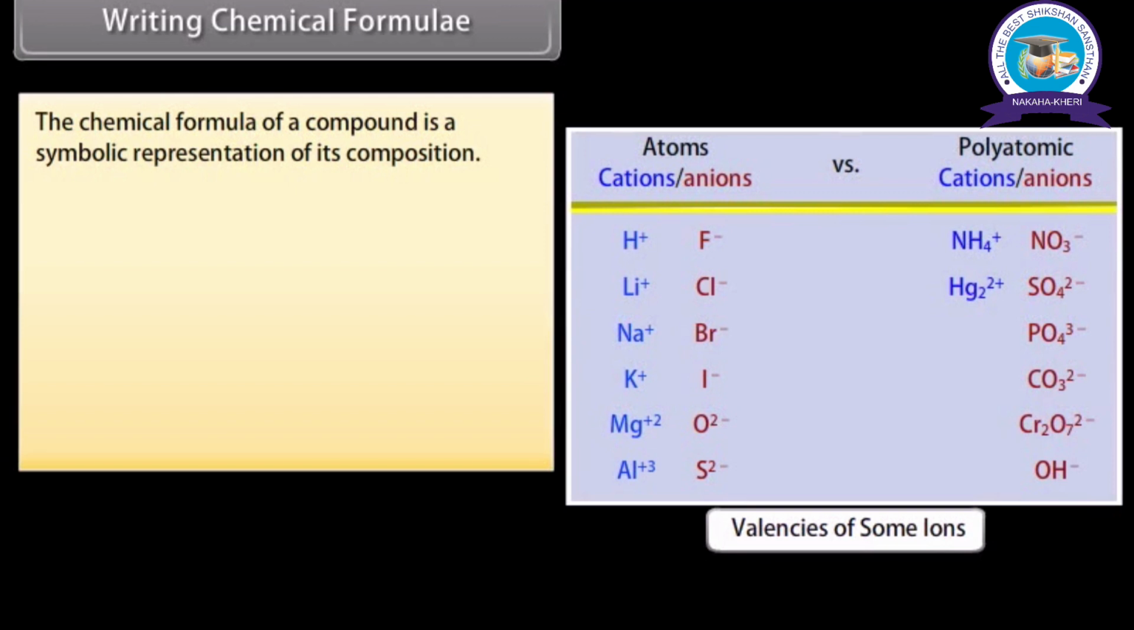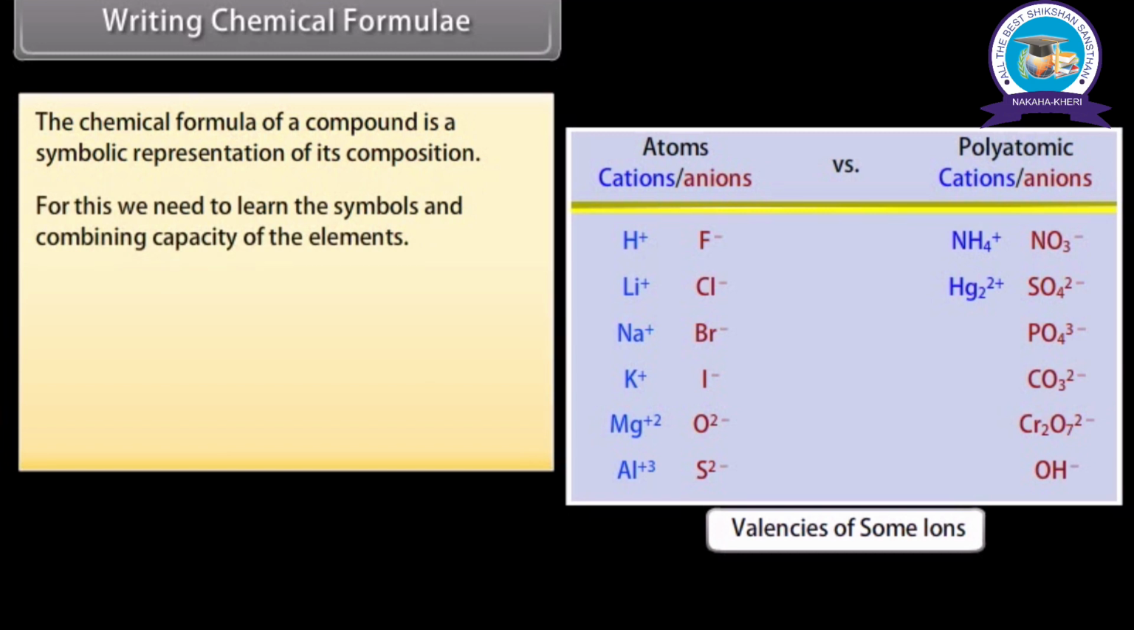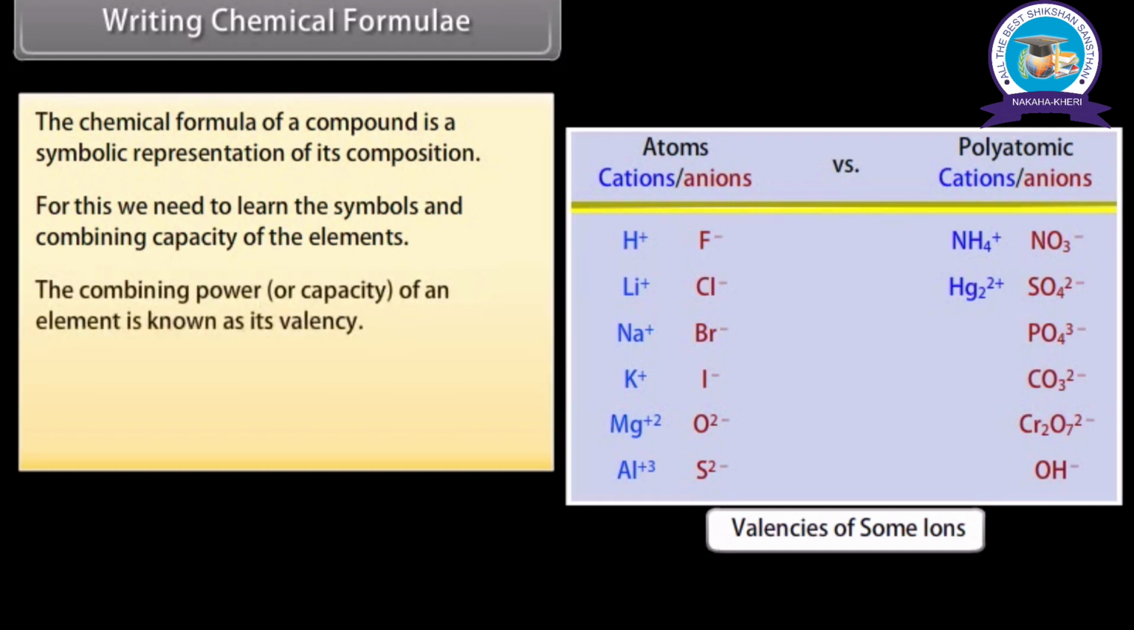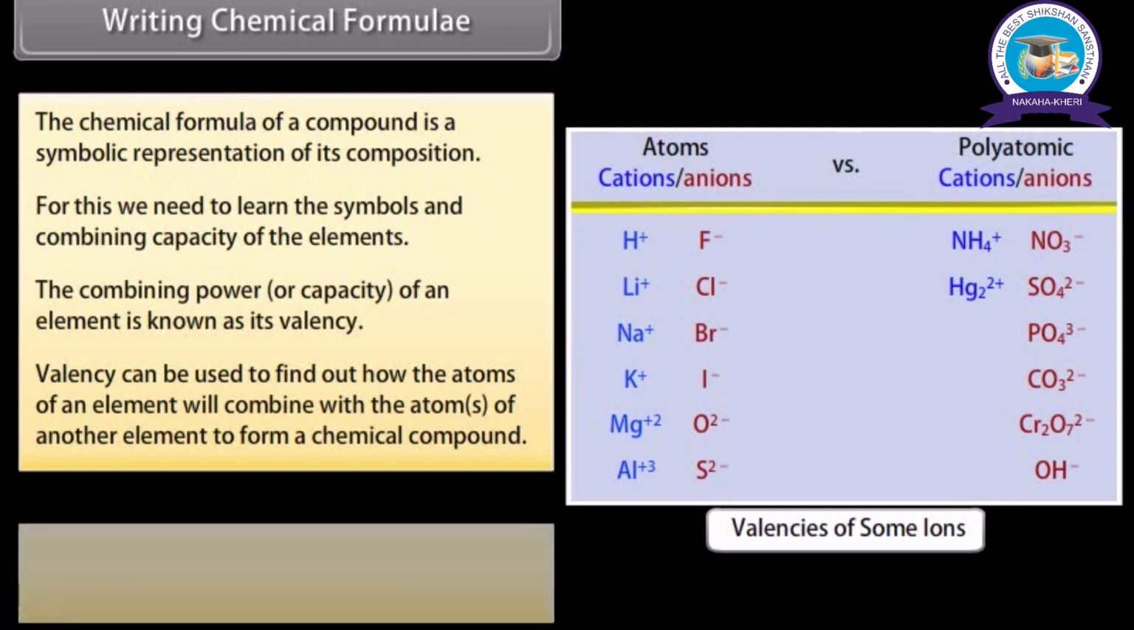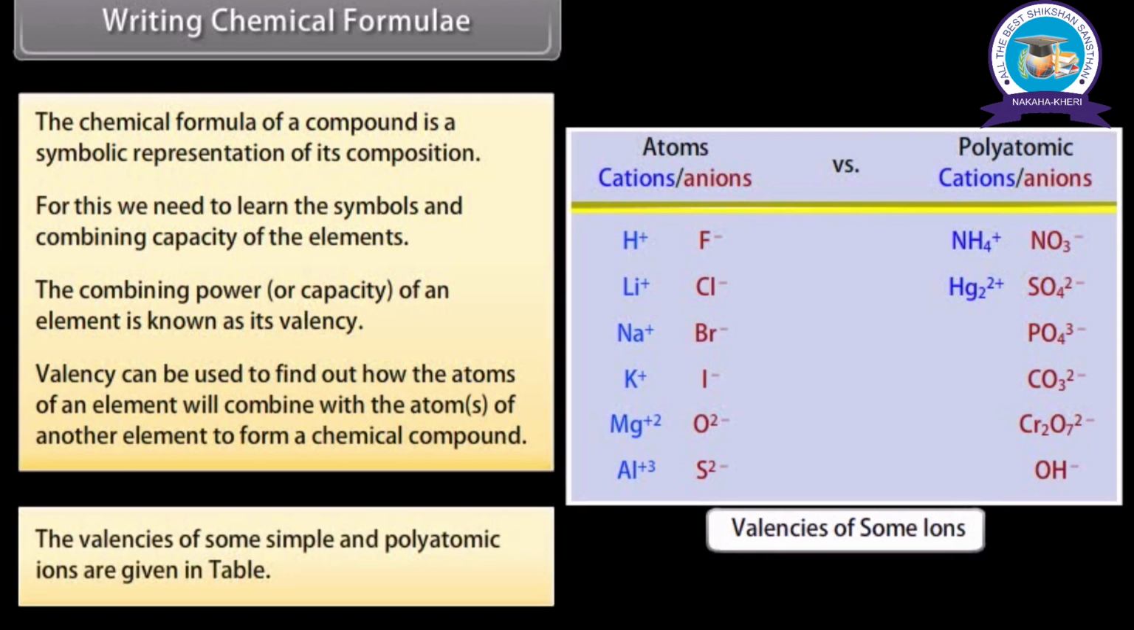The chemical formula of a compound is a symbolic representation of its composition. For this, we need to learn the symbols and combining capacity of the elements. The combining power or capacity of an element is known as its valency. Valency can be used to find out how the atoms of an element will combine with the atoms of another element to form a chemical compound. The valencies of some simple and polyatomic ions are given in the table.